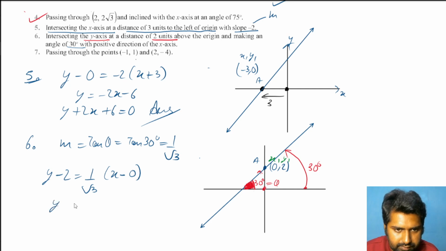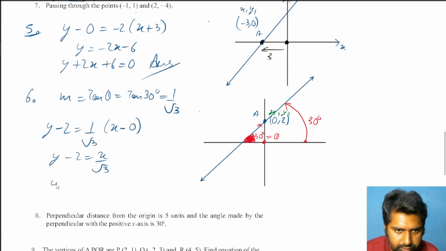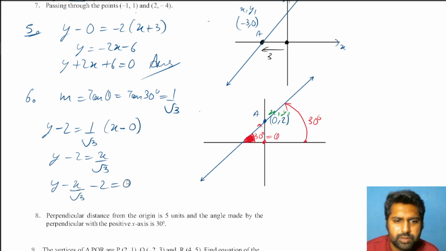So y, I'll not multiply it anyway. Again, it depends on the option whether root 3 should multiply or not. I'll keep it as it is. Y minus 2 is equal to x by root 3. Take x by root 3 on the left side. So y minus x by root 3 minus 2 is equal to 0. Okay, that's your answer for this. They can manipulate this by taking LCM of root 3 also. Again, one or more way you can express your answer as.